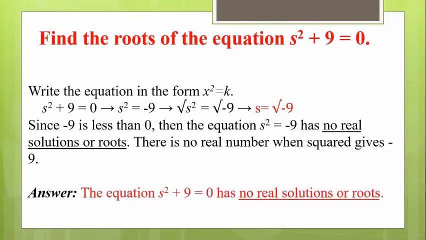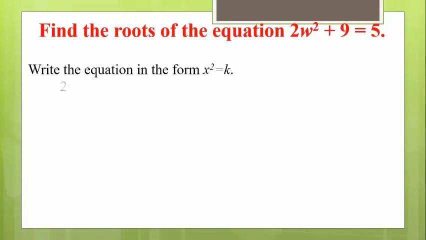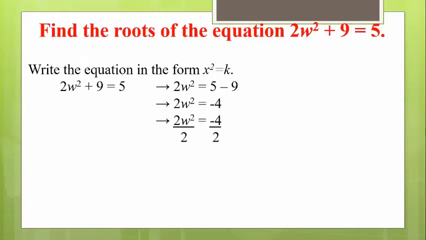Last example. Find the roots of the equation 2w squared plus 9 equals 5. Write the equation in the form x squared equals k. We have 2w squared equals negative 4, since 5 minus 9 is negative 4. Simplify both sides by dividing by 2, or by multiplying by 1/2. We now have w squared equals negative 2. Take the square roots of both sides. We finally get w equals square root of negative 2.